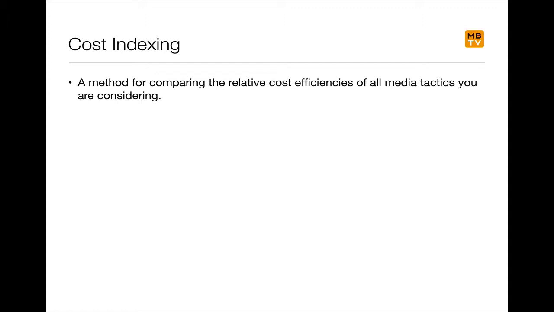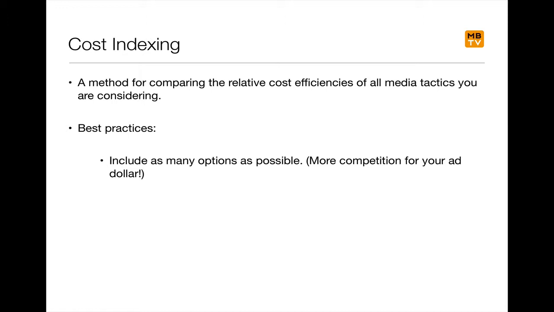All a cost index is a method for comparing the relative cost efficiencies of all media tactics that you're considering. Best practices are to include as many options as possible. We want lots of competition for your ad dollar, and to build somewhat consistent template schedules so that you have a fair comparison of your options.